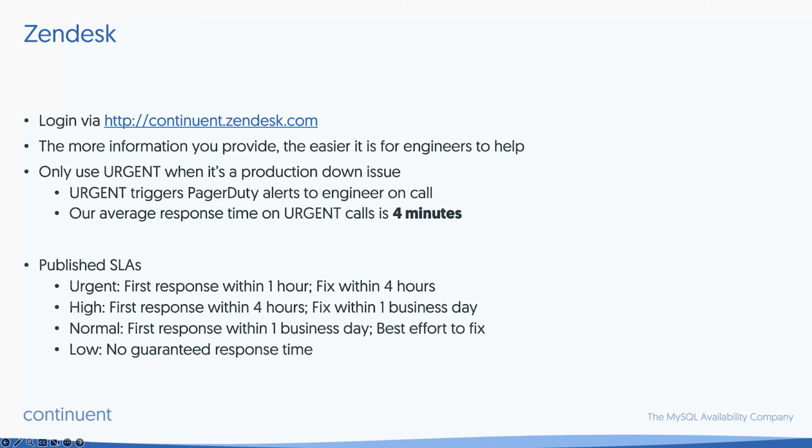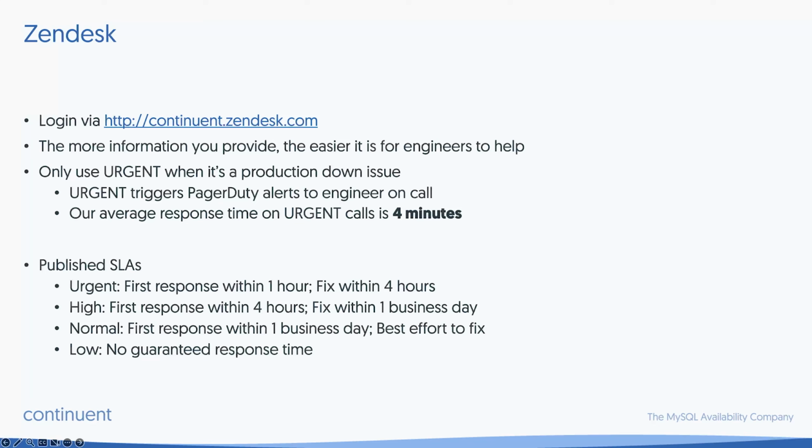Our response times are excellent, as you can see, and the only way we can maintain this level of responsiveness is by ensuring the priorities are set accordingly. Specifically, we request that the urgent priority is only used for production systems when the issue is impacting production operations. An urgent case will trigger an alert to the on-call engineer, regardless of the time of day.